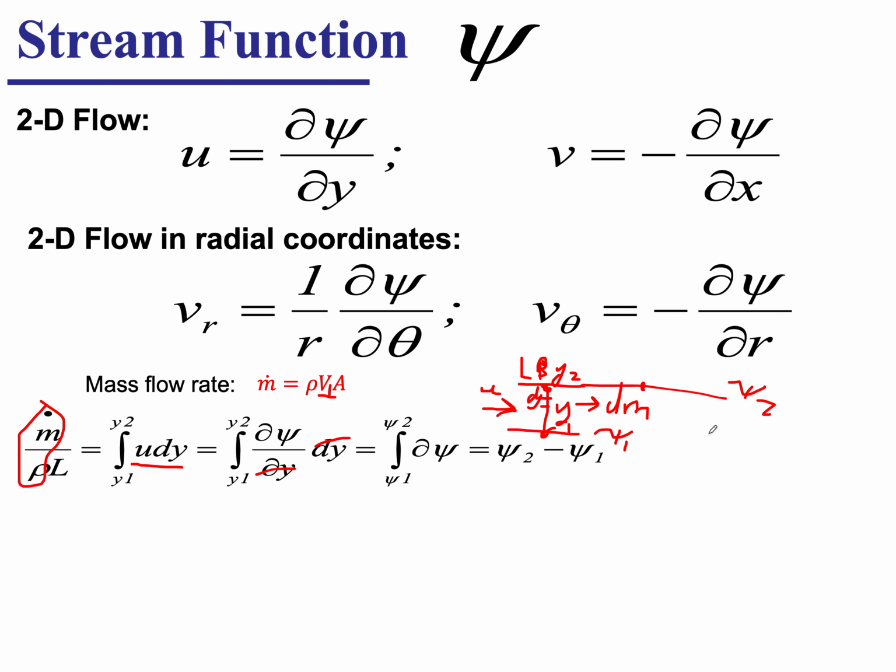If I have two streamlines in a stream function family, and the stream functions have values, so this would be value 5, this would be value 4, then if I subtract the values of the stream functions, I'm going to get the volumetric flow rate per unit length. And that's something we covered in the previous lecture.